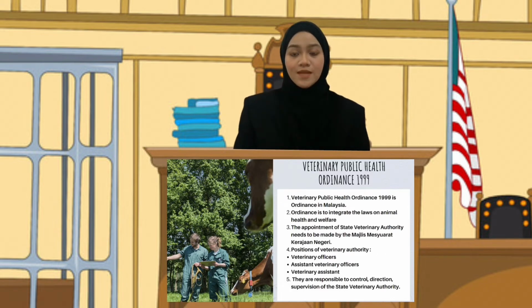There are a few positions of veterinary authority that have been appointed by the minister, such as veterinary officers, assistant veterinary officers, veterinary assistants, and so on. Those positions are responsible for the control, direction, and supervision of the state veterinary authority. This appointment is to ensure the state veterinary authority performs their duties according to the ordinance.